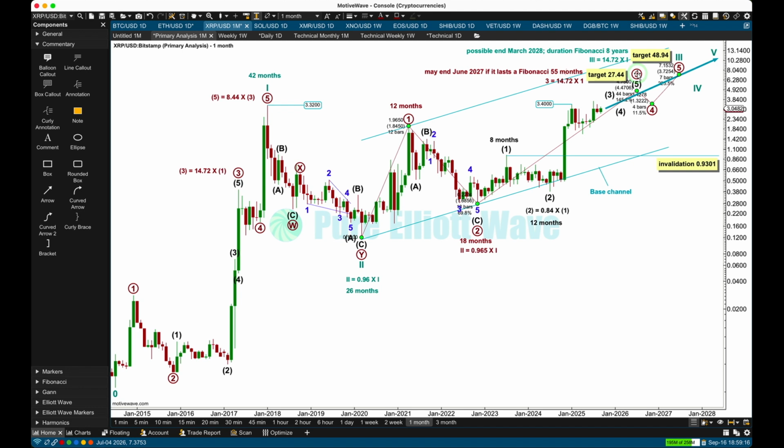Primary wave 3 may only subdivide as an impulse. That will be labelled intermediate 1, 2, 3, 4, 5.